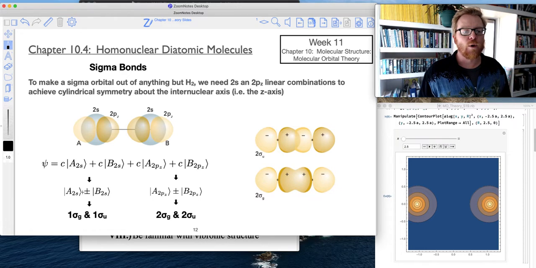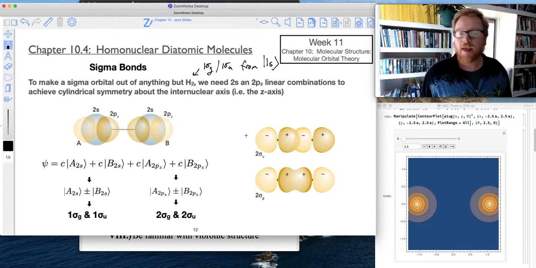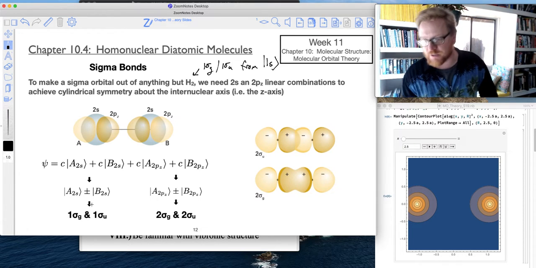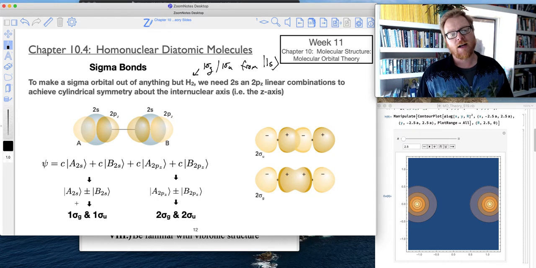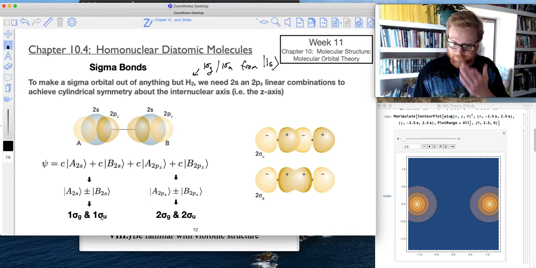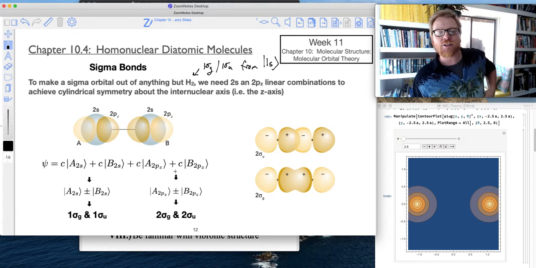And so we're going to call linear combinations of 2s also the 1 sigma g and 1 sigma u. We note that hydrogen is the only one that has 1 sigma g and 1 sigma u from linear combinations of 1s wave functions. Everything else is linear combinations of 2s wave functions, all right? And so this plus or minus state will create the 1 sigma g and the 1 sigma u, bonding and anti-bonding. But now, what if I combine 2pz?